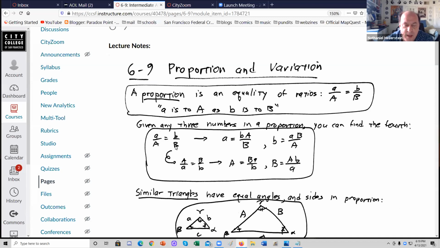To find the big letters, big A and big B, first we turn these upside down, take the reciprocals. So instead of a over A equals b over B, it's A over a equals B over b. To find big A, you transpose little a and get A equals B times a over b. To find big B, transpose little b and get B equals A times b over a.